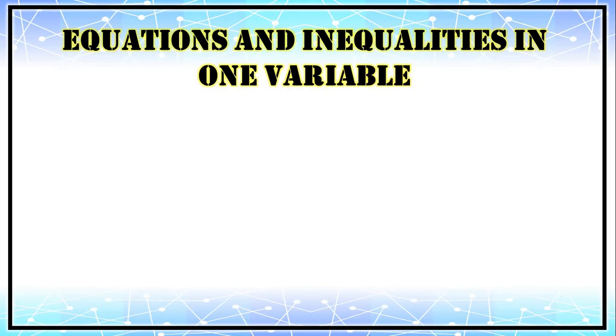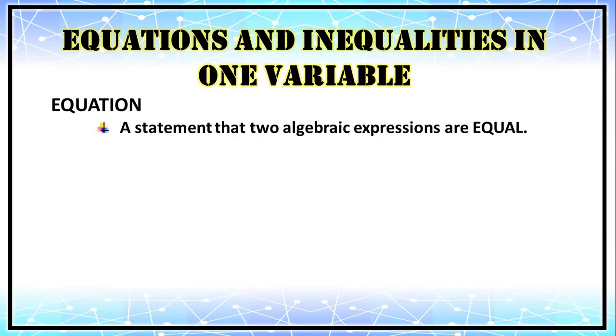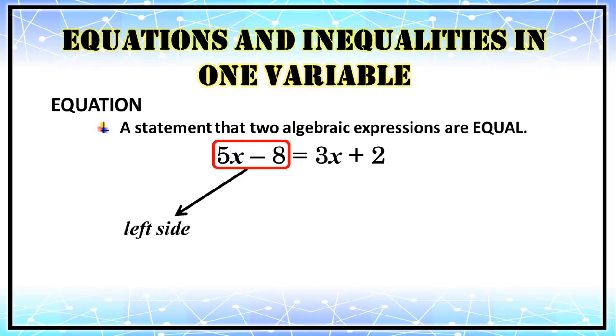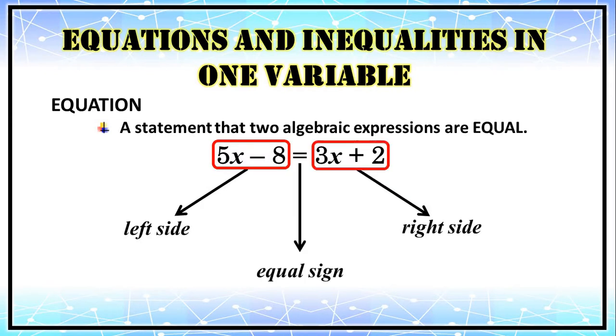Next, let us define an equation. An equation is a statement that two algebraic expressions are equal. An example equation: 5x - 8 = 3x + 2. 5x - 8 is the left side, 3x + 2 is the right side, and then we have the equal sign. An equal sign is always used in an equation.